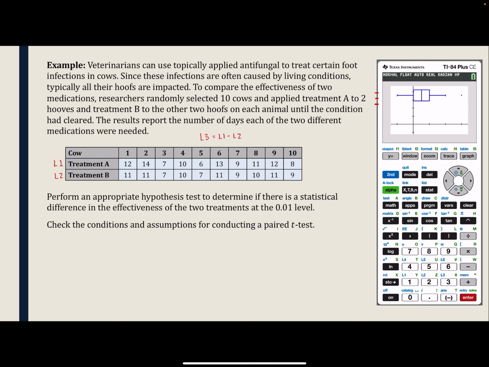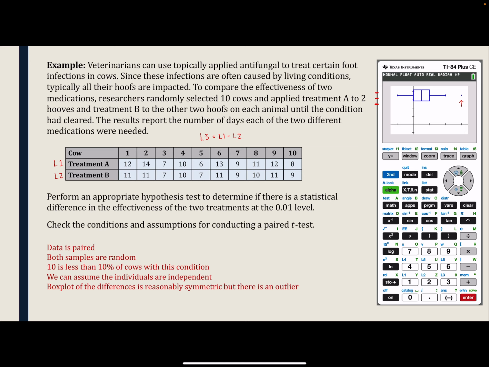So the box plot looks pretty symmetric, but I do have an outlier here. And that is a problem. I shouldn't have any outliers in order to run this t-test. I am going to keep going, but this is something that I should note if I'm writing up a report. I have an outlier here. It could very well mean that these results are not reliable and we should take a different sample.